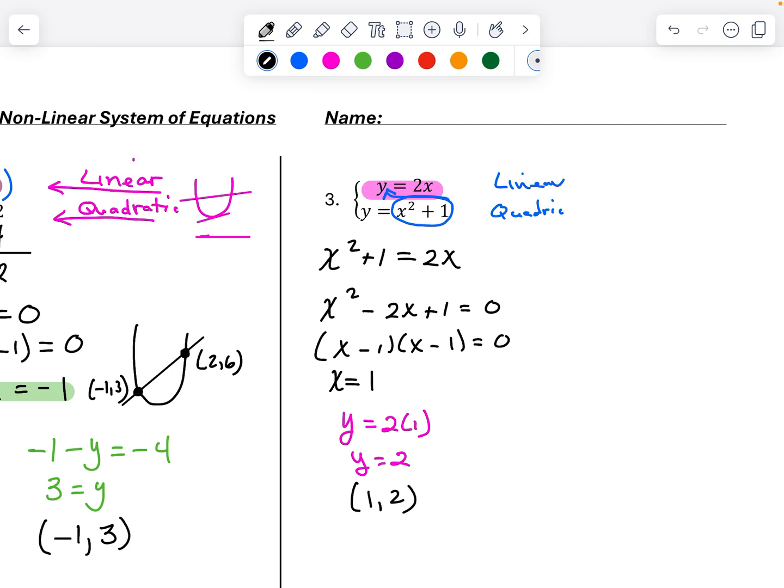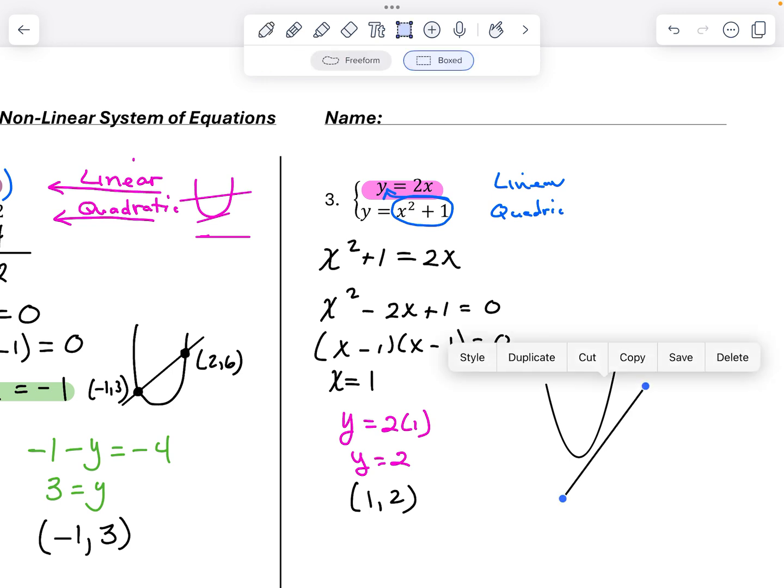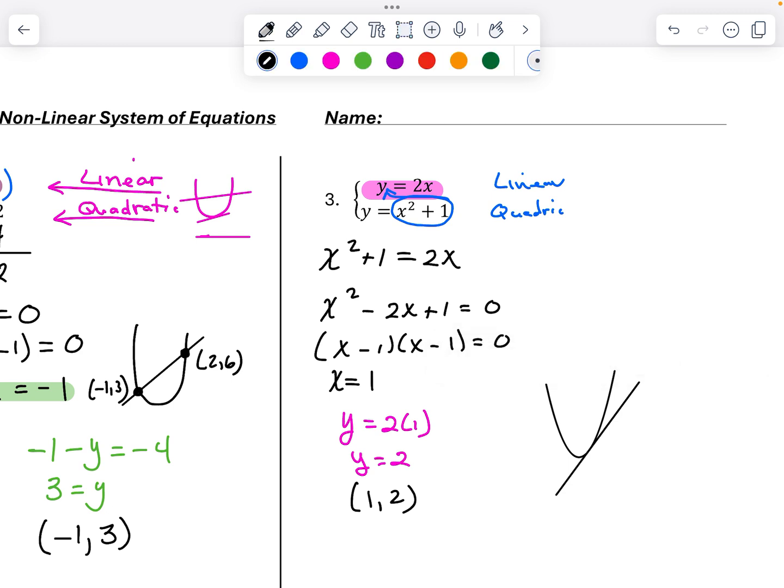And if we drew a picture of what it would look like, you would have a parabola, and you would have a line that would be tangent to it. See if I can make this look tangent to it. Looks tangent to it, it hits in one and only one place, and it hits at 1, 2.